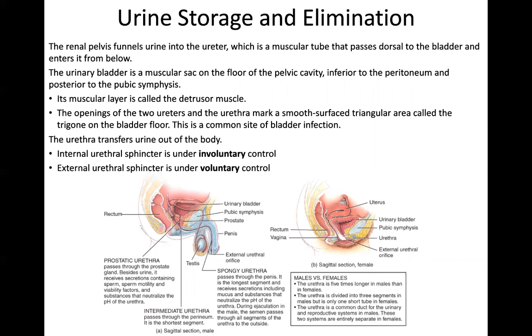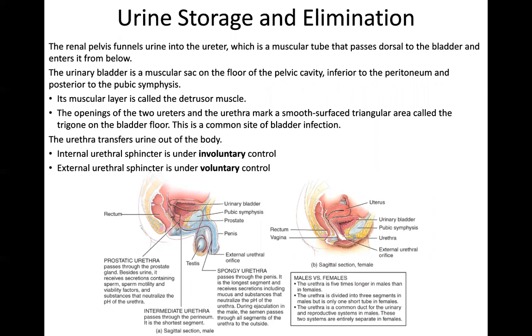The bladder itself is a muscular sac on the floor of the pelvic cavity. It's inferior to the peritoneum and posterior to the pubic symphysis. That's all anatomy-based stuff, so not much to describe there. It does have a special layer of muscle called the detrusor muscle. It is something that will help with forcing urine out of the bladder. We'll talk a little bit more about that in a second.